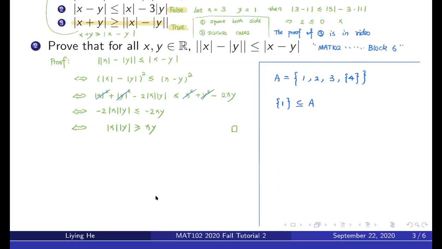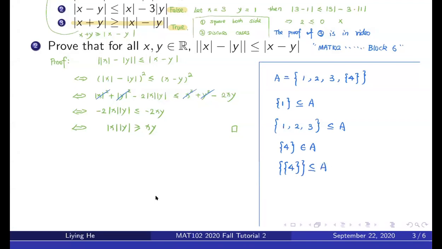So in other words, we could have something like {1, 2, 3}. That's a subset of A as well. We know that this is an element of A, but it's not a subset of A. But if you wrap it in a set, that's going to be the set that has this element. This would be a subset of A.